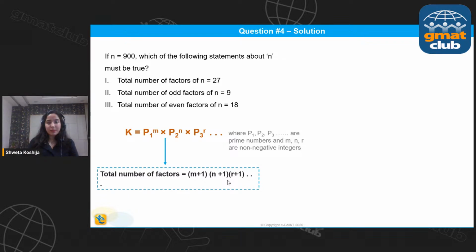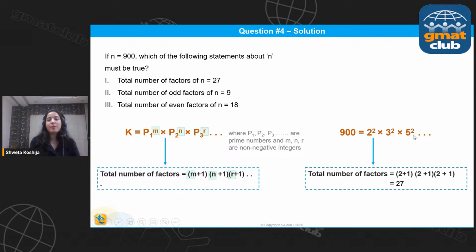This is the total number of factors. All you're doing is you're increasing each power by 1 and then you're multiplying those numbers. So this becomes m plus 1, n plus 1, r plus 1. You just multiply all of that. So when you really see that happening in 900, this is the prime factored form. So total number of factors is just increase each power by 1. That's going to be 3, 3, 3. Multiply them and 27.